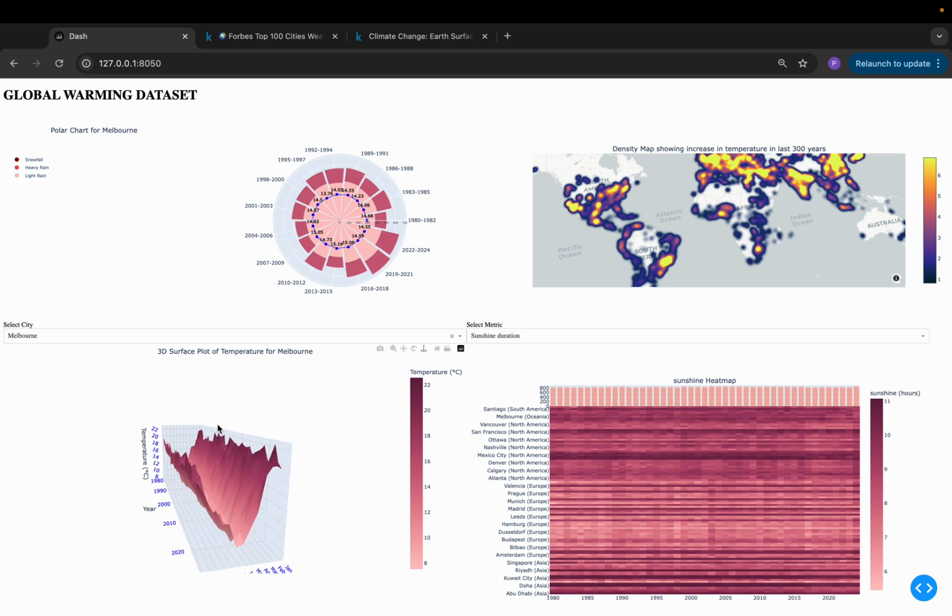The visualization can be used to compare data between cities, analyze trends in global rise of temperature, and summarize weather data for cities.